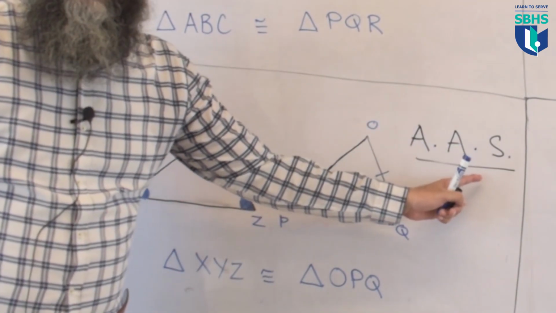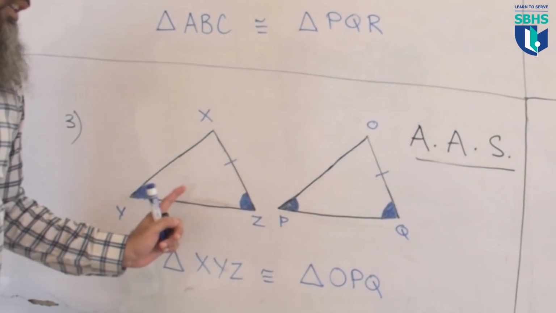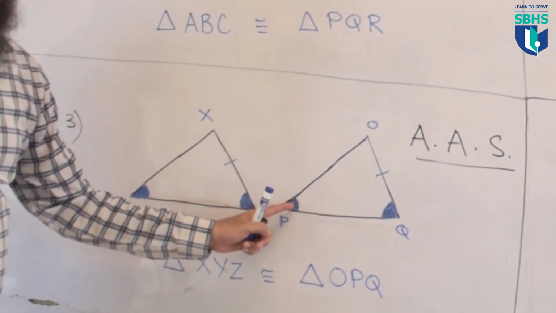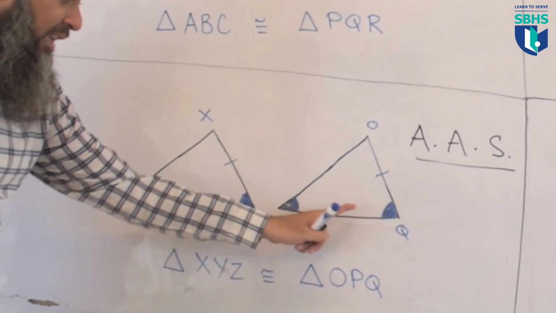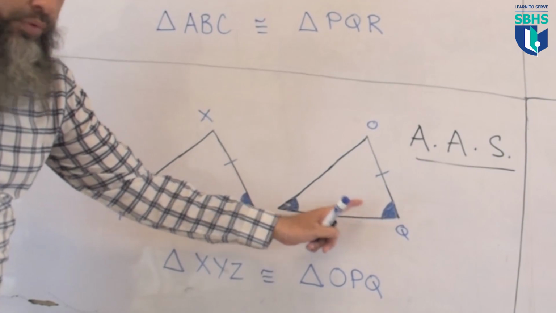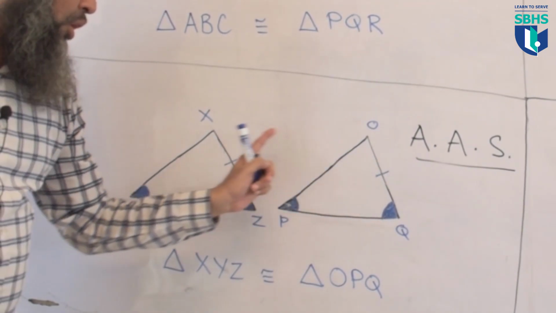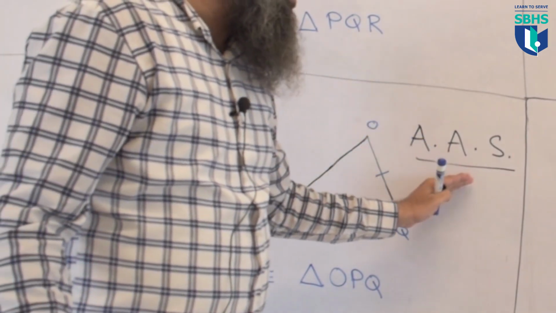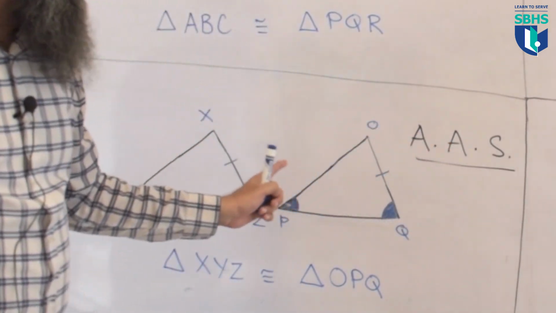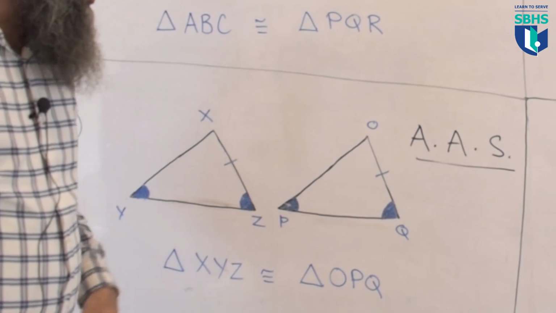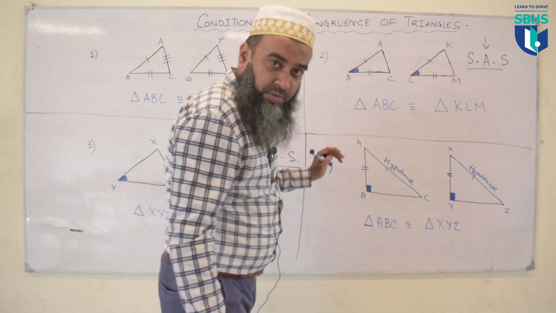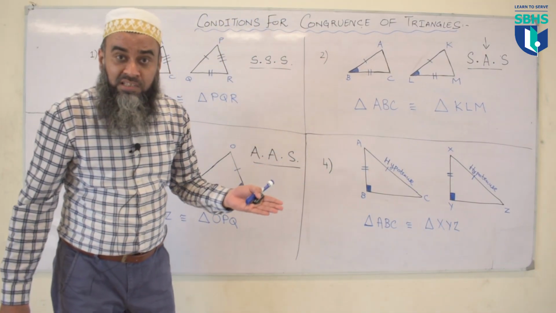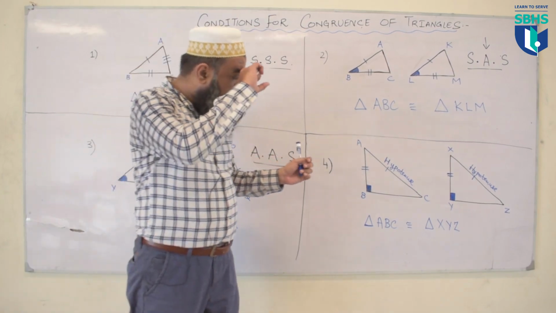Angle angle side. Two pairs of corresponding angles in the triangles are congruent, and a corresponding side is also congruent. So this theorem arises when this condition is obeyed. So this is the third condition. And now let's move towards our final condition. What is the final condition?